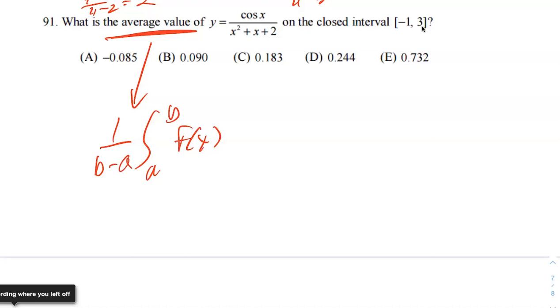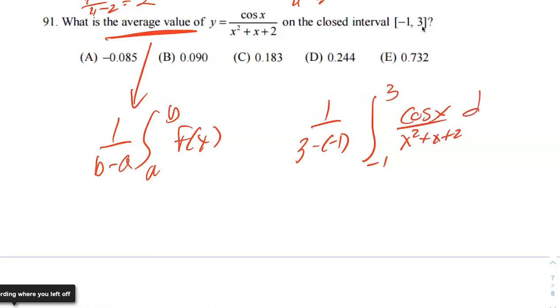So all I'm going to do here is put this in my calculator. 1 over 3 minus negative 1, times the integral from negative 1 to 3 of cosine x over x squared plus x plus 2. That's it. So essentially put 1 over 4 times the integral from negative 1 to 3 of this guy, dx. So let's bring back our calculator.